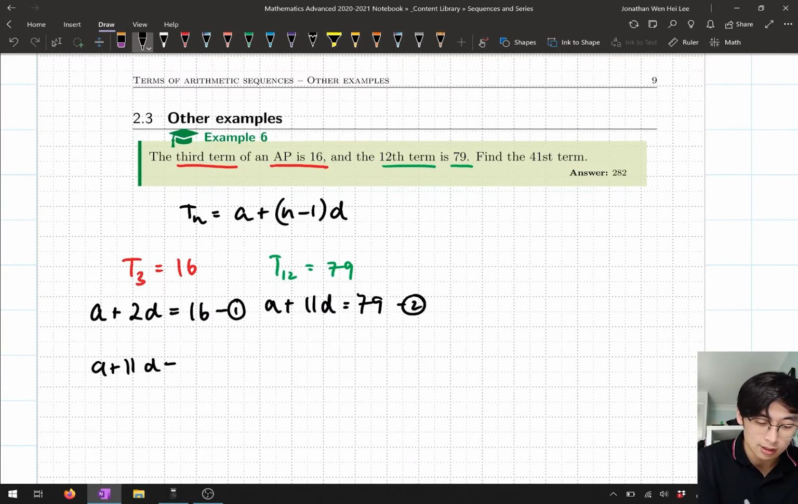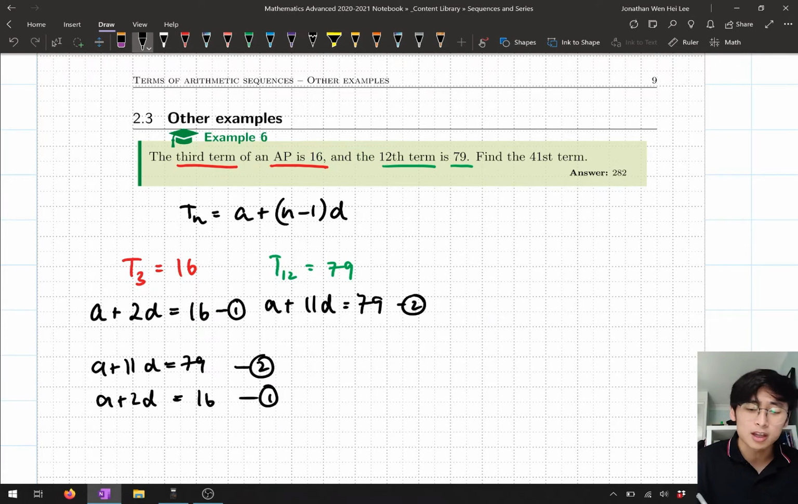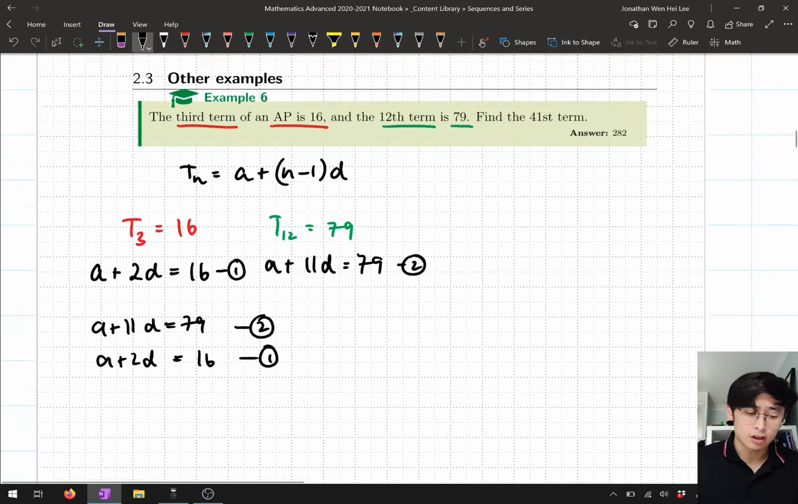So a plus 11d is equal to 79, and a plus 2d is equal to 16. So those are my two equations. And what I can do is use these two equations and solve for a and d, and I can actually get a general term for my sequence and then figure out what my 41st term is from there. Okay, so let's go about doing this.